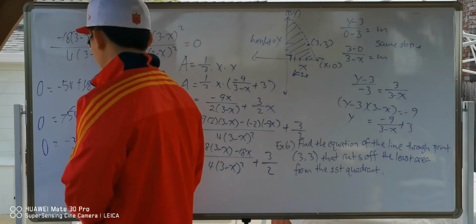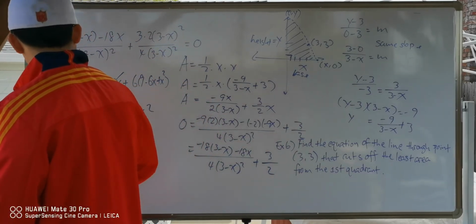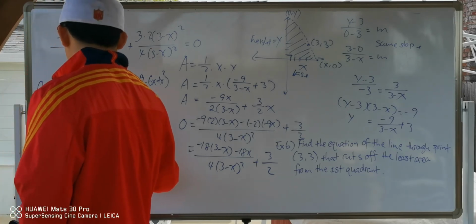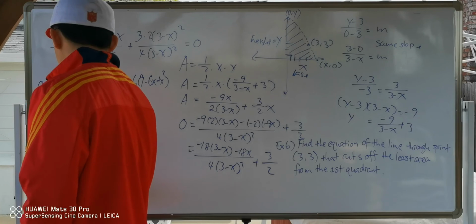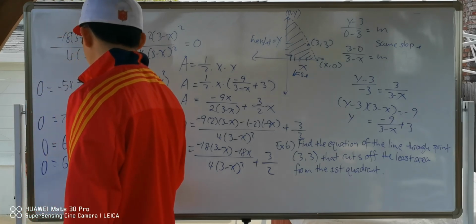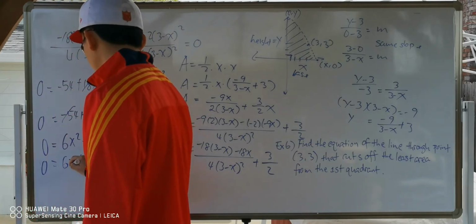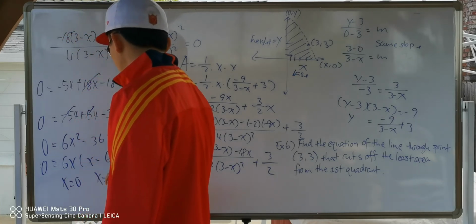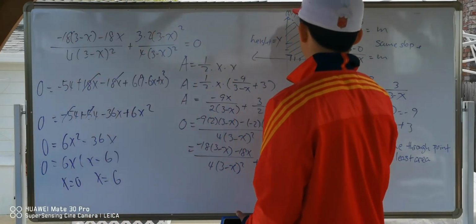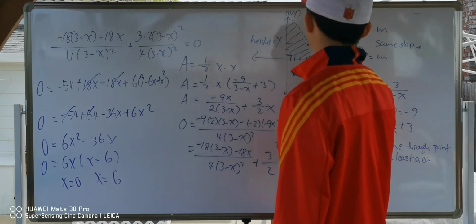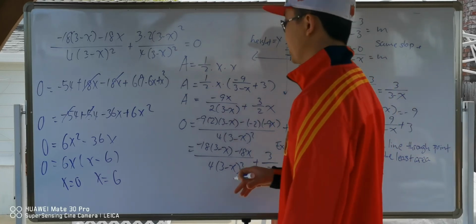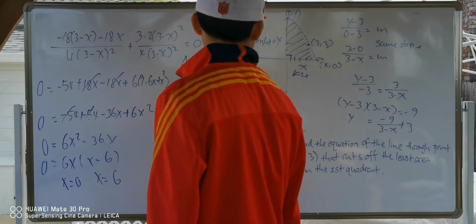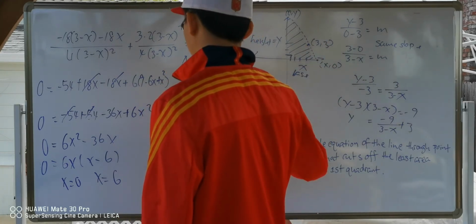Let's rewrite it from the greatest power to the least, because that's a quadratic. So 6x squared minus 36x. Take out 6x. So we do have x minus 6. That means x equals 0 and x equals 6. But the thing is that x cannot be 0. If x equals 0, it doesn't apply with the equation here. So that means x can be 6. Okay, so 6, which is all the way over here.